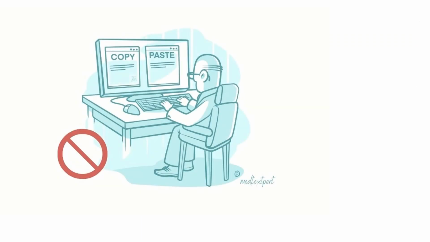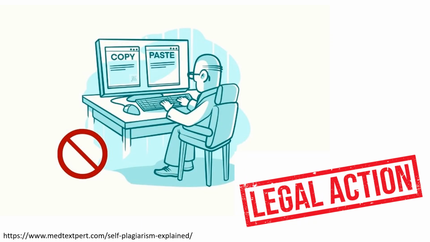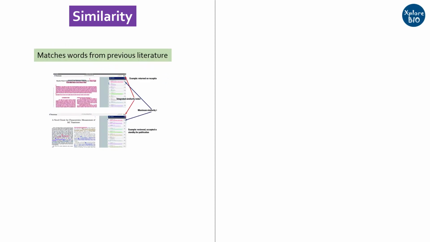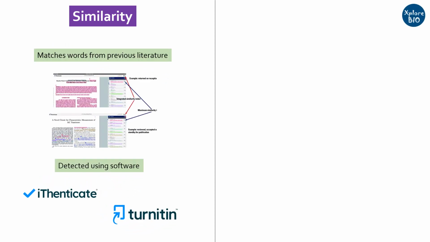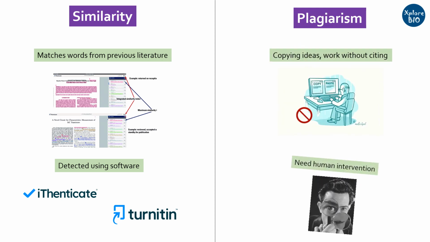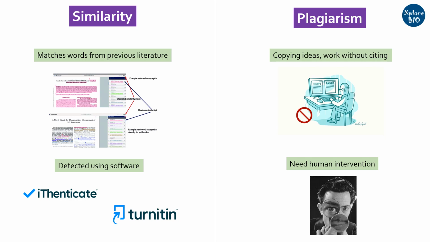Unlike similarity, plagiarism may invite legal action. Even when you paraphrase someone's idea or work and do not give them proper credit, it will not be counted as similarity, but it is still plagiarized. To sum up, similarity refers to the portion of your text that matches with the existing literature. Plagiarism, on the other hand, refers to showing someone else's work or finding as your own, even if you paraphrase but do not cite or acknowledge it.